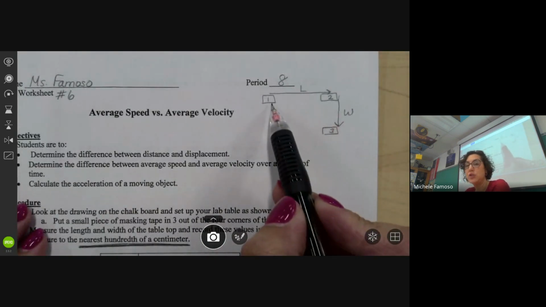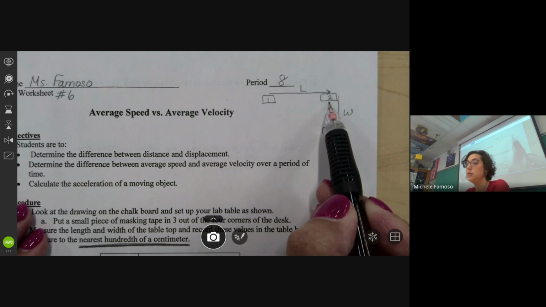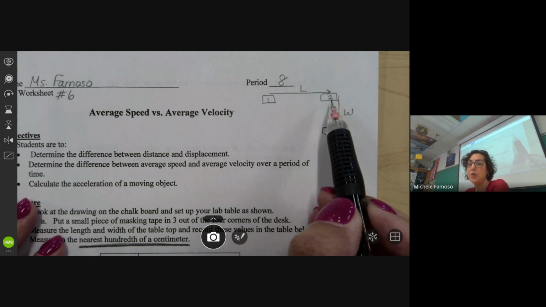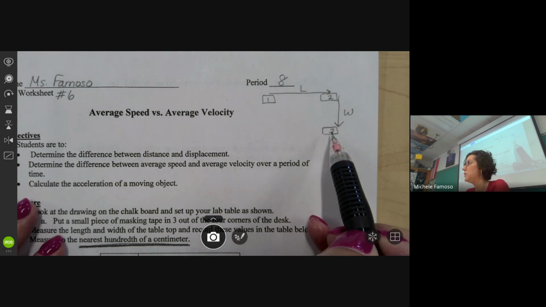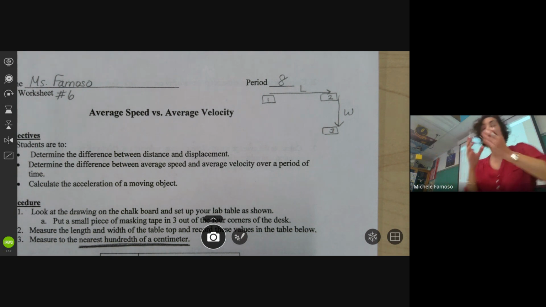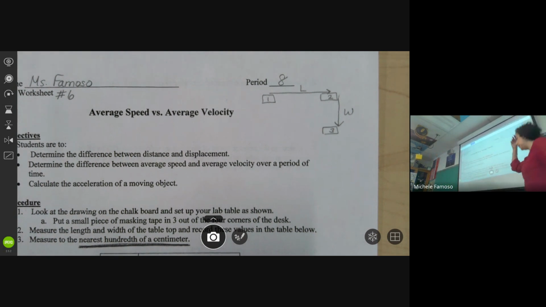Remember, the length measurement is from tape 1 to tape 2, basically middle to middle. Estimate where the middle is, and then go from the middle of tape 2 to the middle of tape 3 to give you your width. Okay. Understand? Again, everything off your desk because you're going to be up and moving. When I get you into a group, you'll have to get up and get with those people in your group to do this.